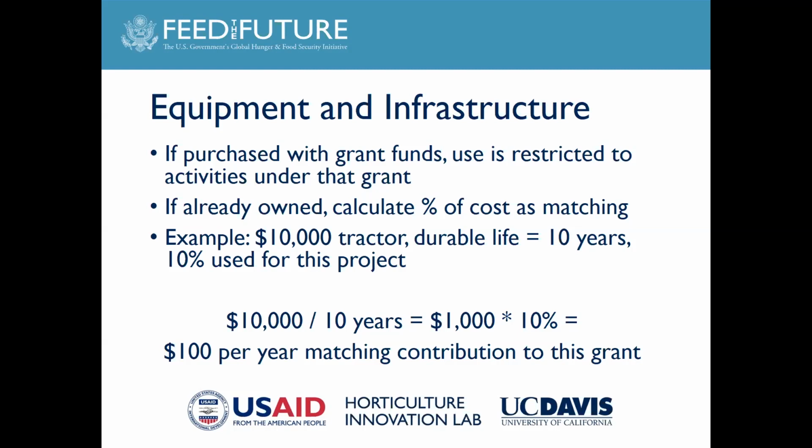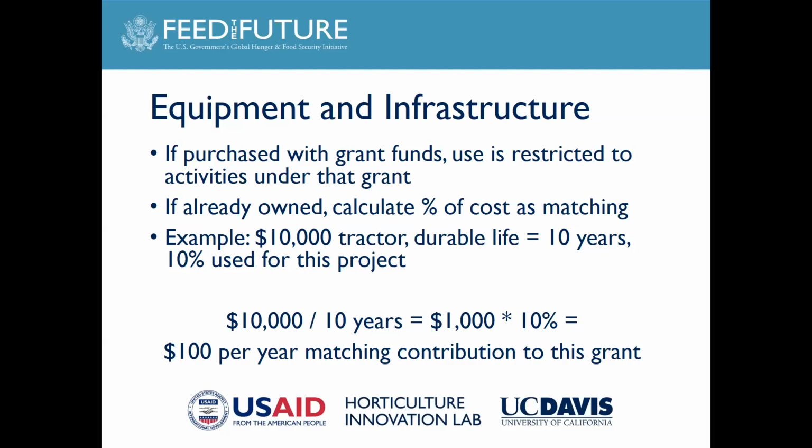You're not necessarily going to be able to buy equipment or capital with grant money and then use it for lots of other projects. Now, if you already own it, you could potentially use it as a cost match. You could include it in your grant proposal as matching. And you have to calculate what dollar amount of that item is going to be matching. So you can't just put, oh, I bought this tractor for $10,000, therefore we're matching $10,000.